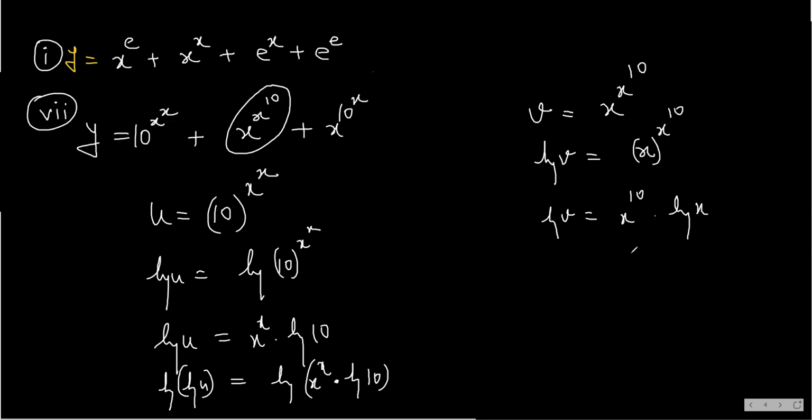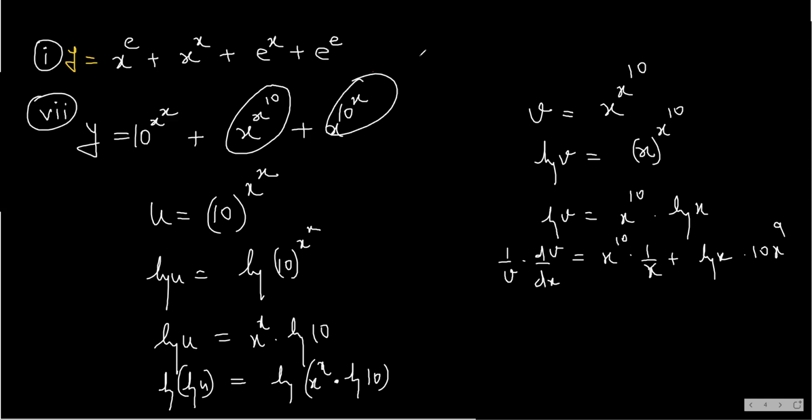So we can differentiate this, and that will be by product rule. When I differentiate this, I will have d by dx of log v, which is 1 upon v into d by dx of v, and here this is product rule. x raised to 10, derivative of log x is 1 upon x, plus log of x, and derivative of x raised to 10 is 10 into x raised to 9, and you can solve this.